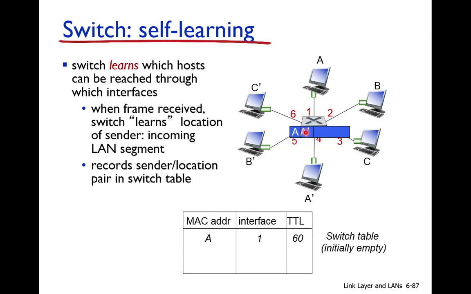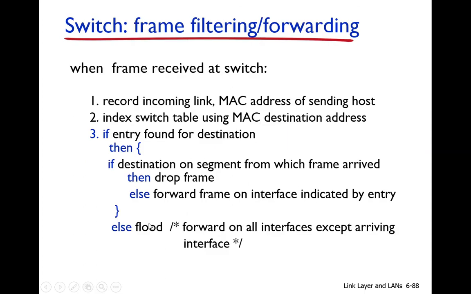We are going to find the matching entry for A dash in the table. In this switching table, there is no entry for A dash, so we don't find it. If the entry is found, then forward it. If the entry is not found, then flood it. Flood means forward on all interfaces except the arriving interface.